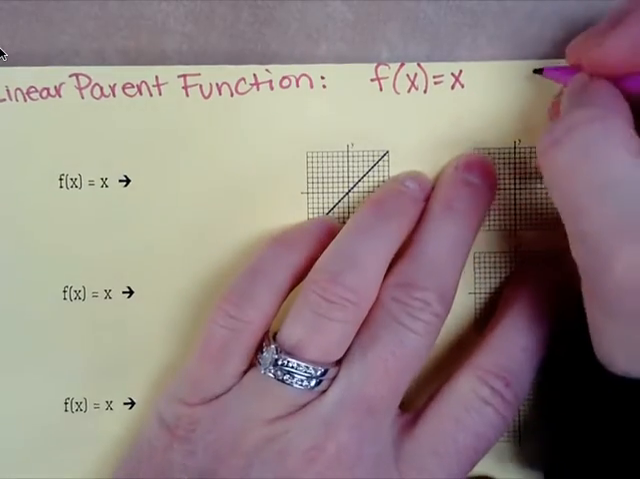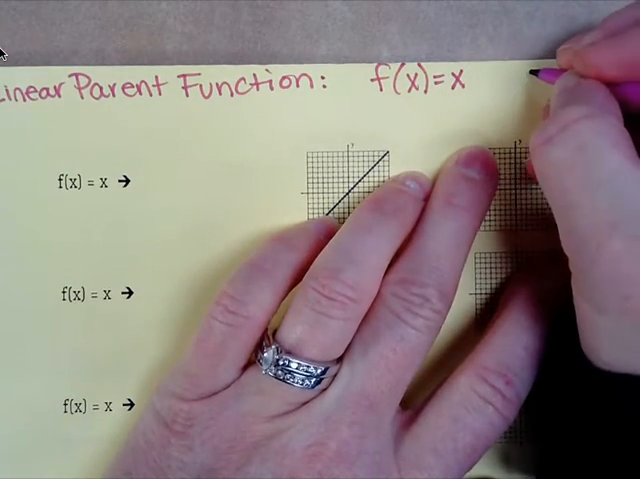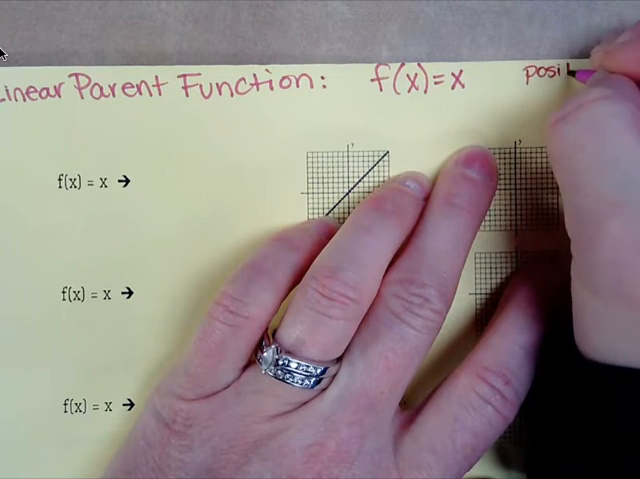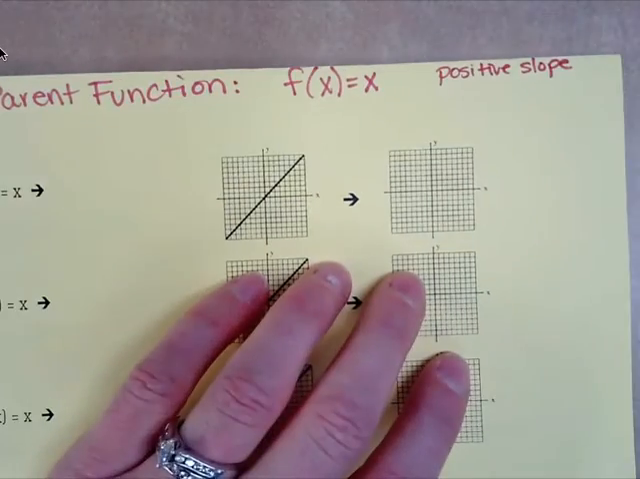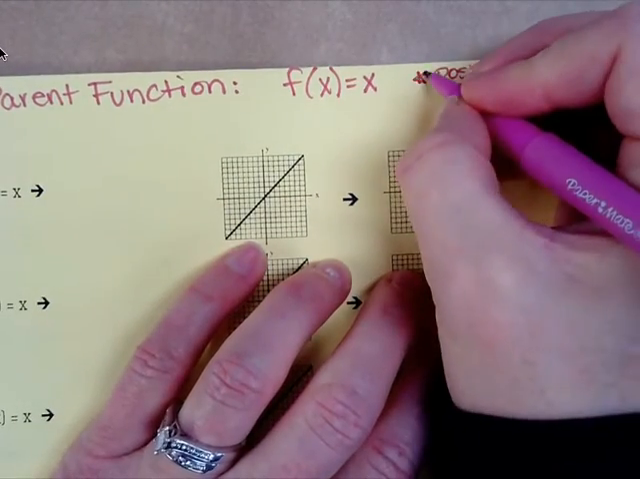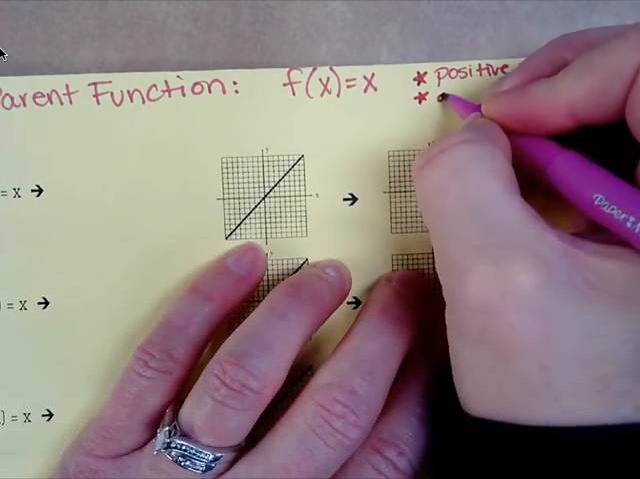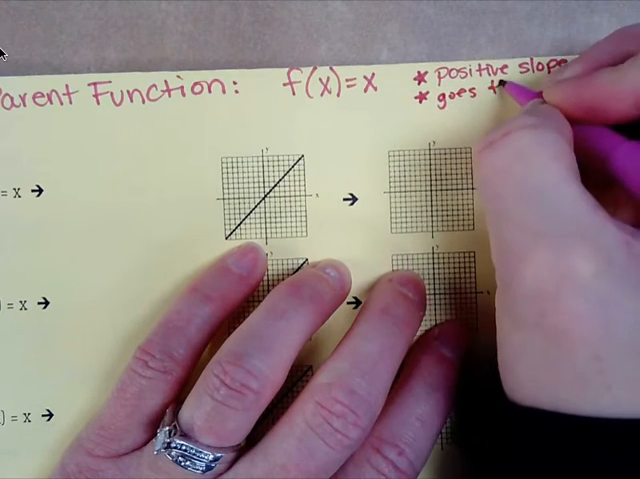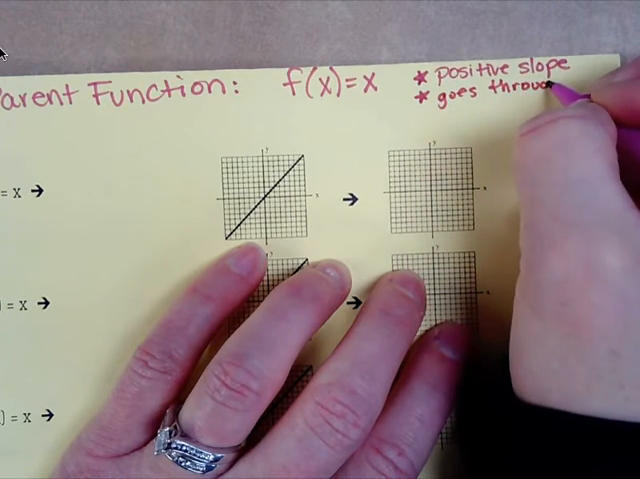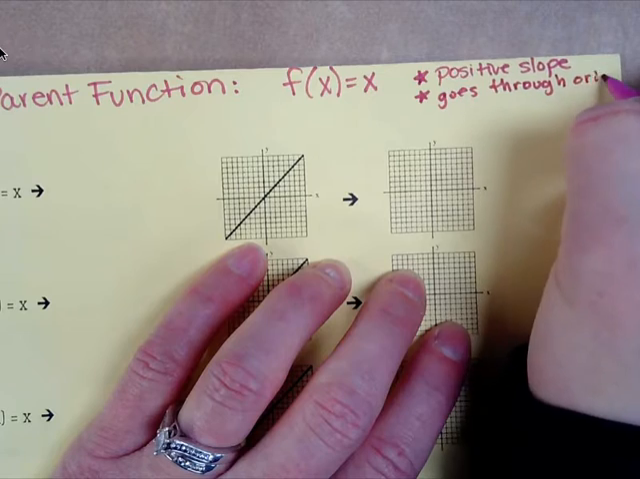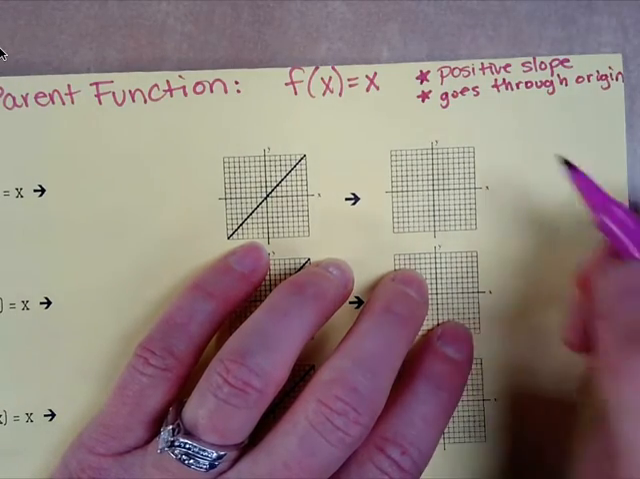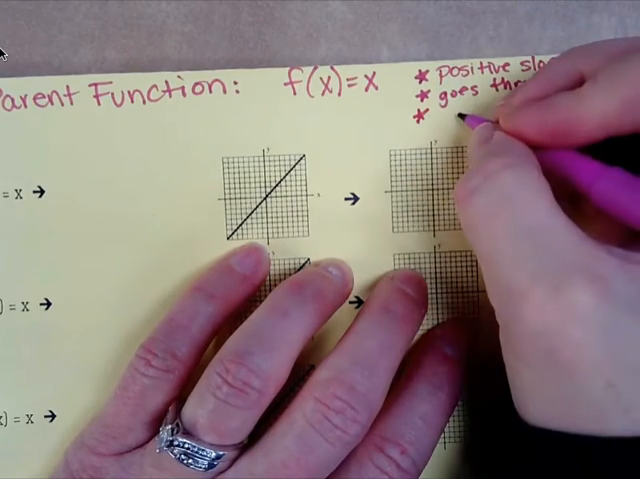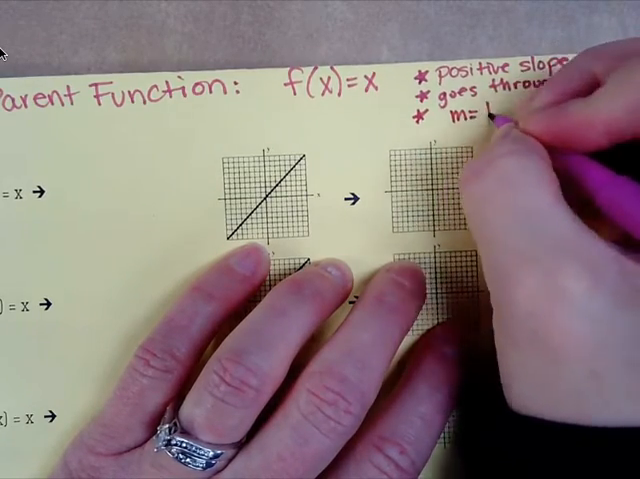So let's write our characteristics. So it's positive slope, goes through origin, and m equals 1.